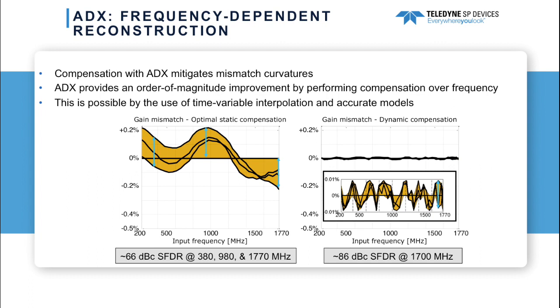This slide compares optimal frequency-independent gain mismatch compensation for the measured mismatch shown in the previous slide with the results of ADX, which removes the mismatch errors versus frequency. The figures use the same scaling on the y-axis for the relative gain mismatch in order to clearly show the difference. The time variable interpolation and the accurate mismatch models in ADX remove the mismatches by compensating the mismatch over frequency, and the effective mismatch curvatures after correction become close to a flat line at 0%, thereby improving the SFTR to about 86 dBc.